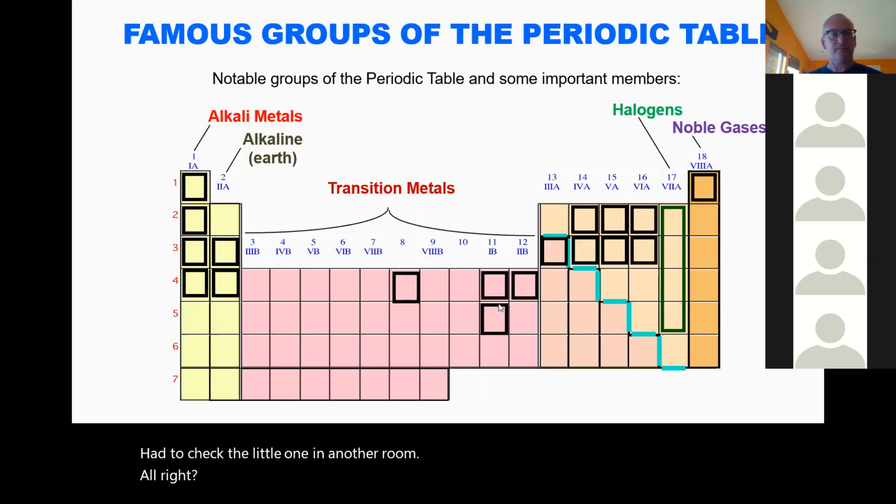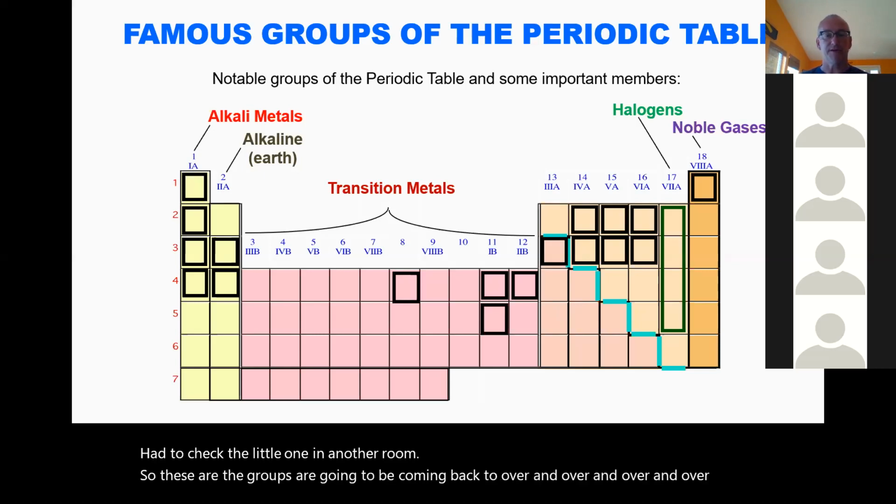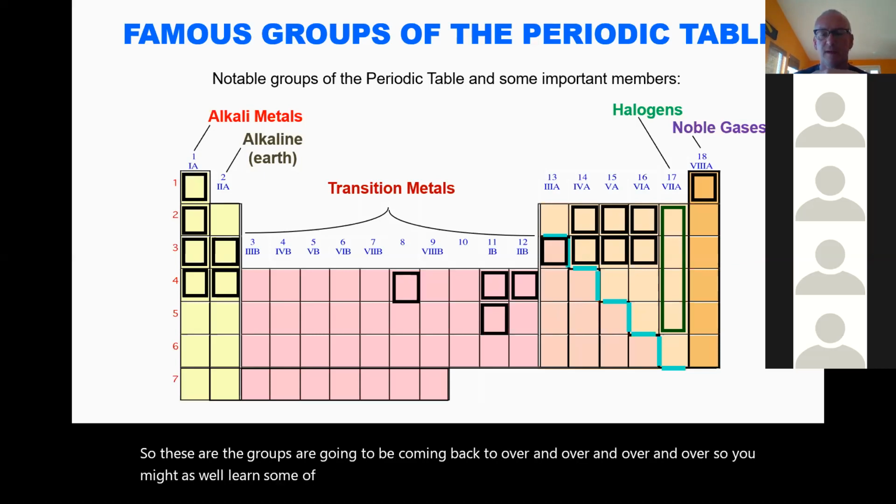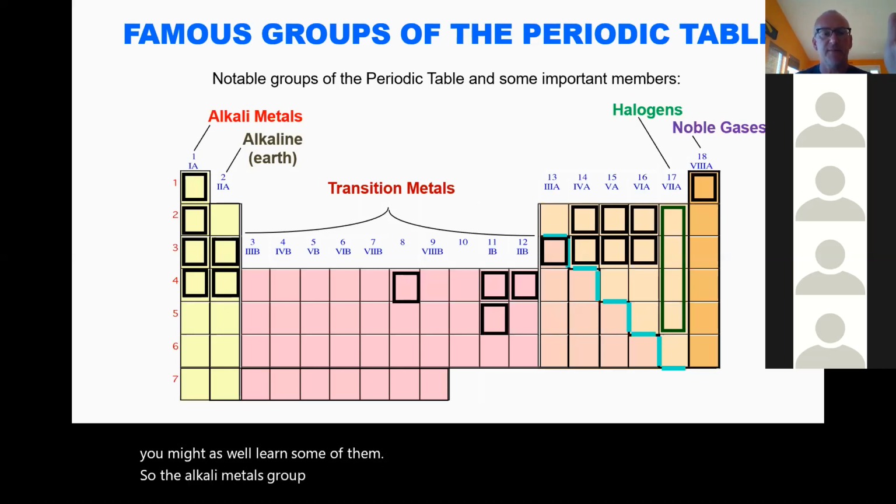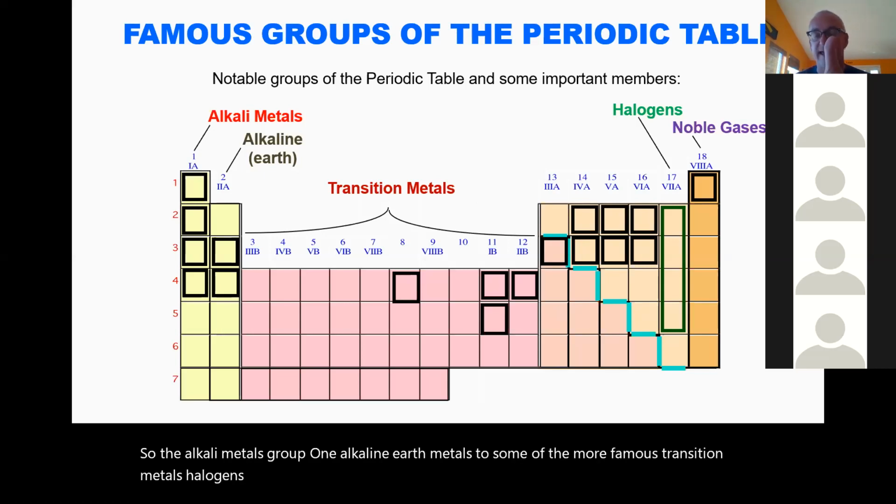There's Zoom. Yeah, so these are the groups we're going to be coming back to over and over and over again, so you might as well learn some of them. So the alkali metals, group 1, alkaline earth metals, group 2, some of the more famous transition metals, halogens next to last, noble gases last.